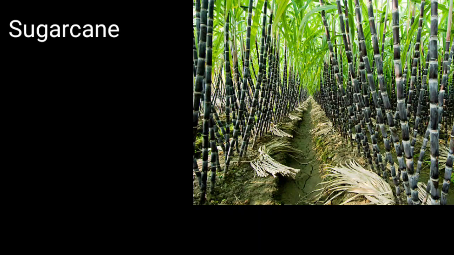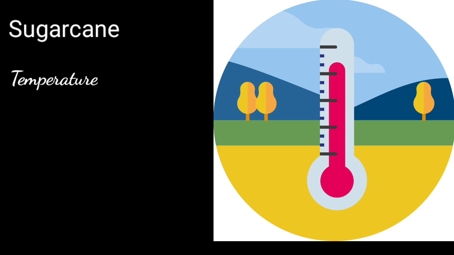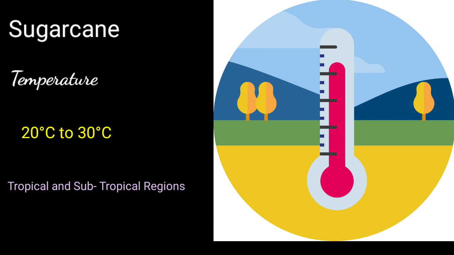So what are the ideal geographical conditions required for the growth of sugarcane? First of all, we'll start with temperature. A very suitable temperature to grow sugarcane is 20 degrees Celsius to 30 degrees Celsius. This is the ideal temperature required for the growth of sugarcane. It is a tropical and subtropical crop, grown in tropical and subtropical regions, right? Obviously in tropical and subtropical regions, temperature varies between 20 to 30 degrees Celsius.